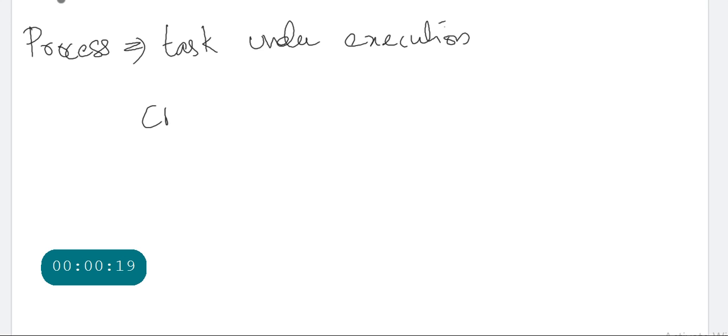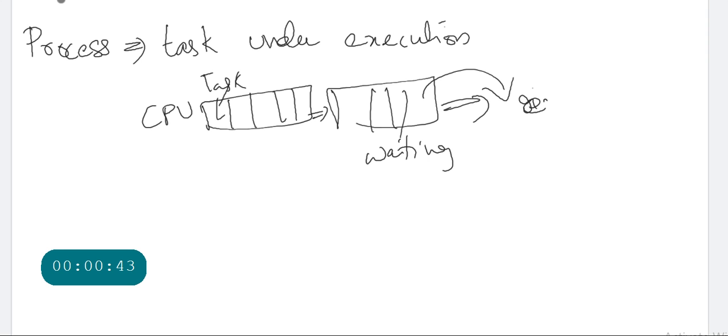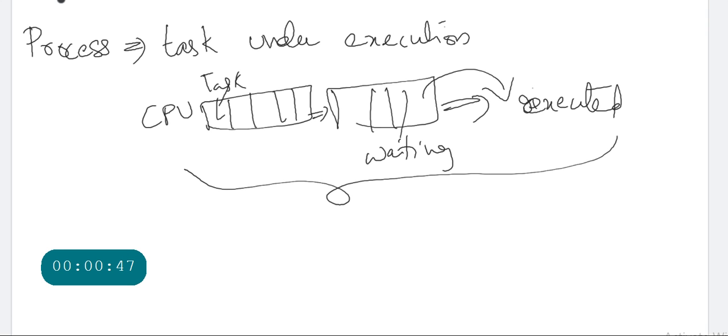Generally CPU picks up a task and there will be some queues. It will put the task in queues and then these tasks will be moved to waiting queue. From this waiting queue, one task can be picked and the task is executed. So in this whole process, the task is called as process.